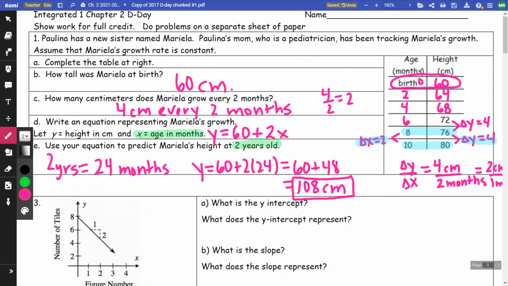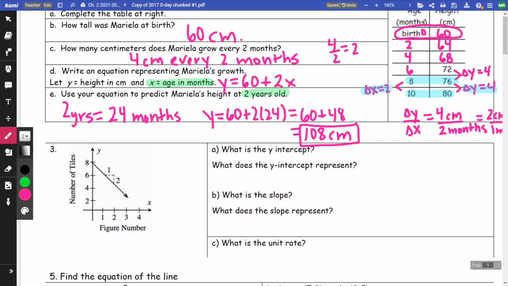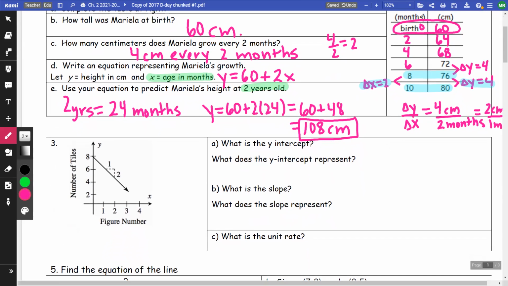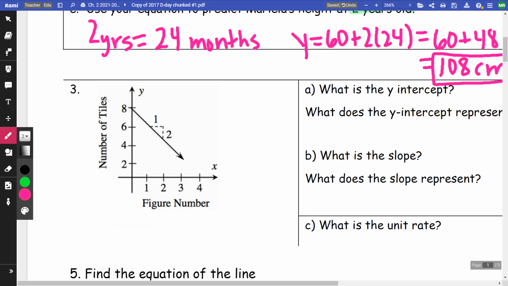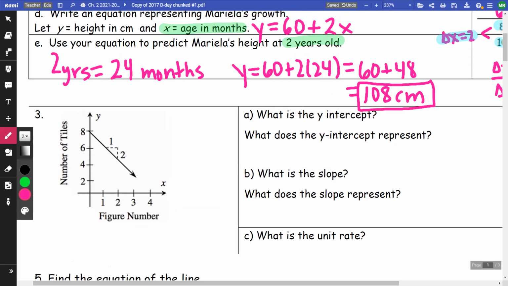Okay. On the next problem, we have this graph here. So this graph is figure number on the x and number of tiles on the y, and this is decreasing. So our y-intercept is (0, 8), this point right here. And what does this mean? This means that figure 0 has 8 tiles. That's what it represents in this problem.